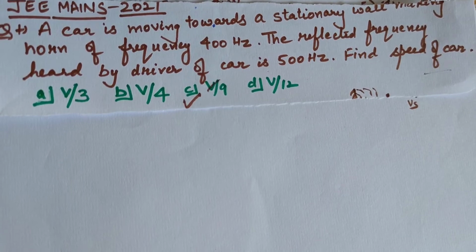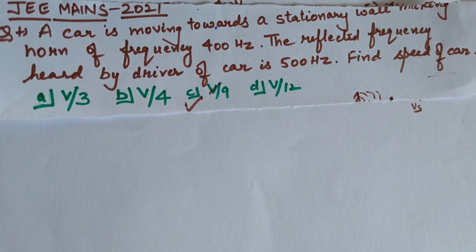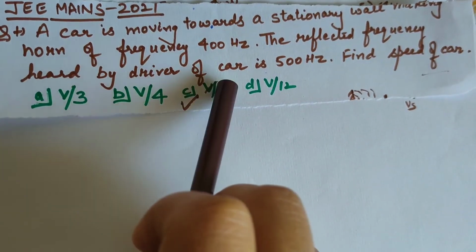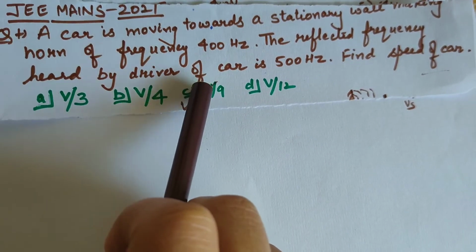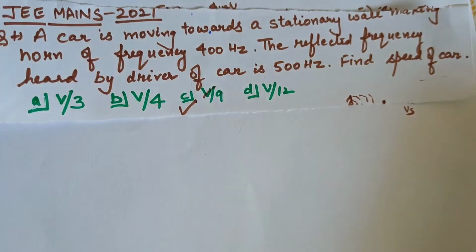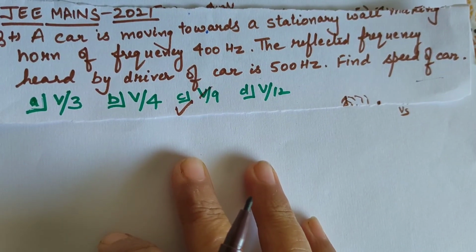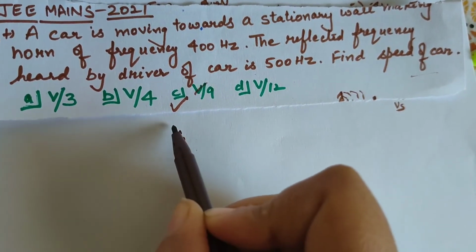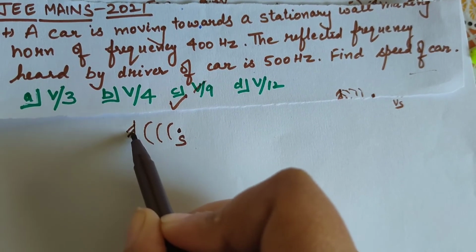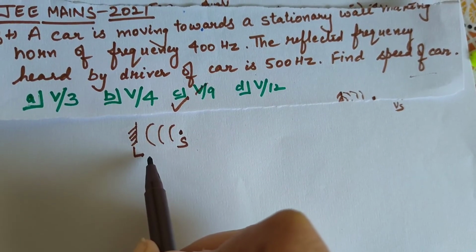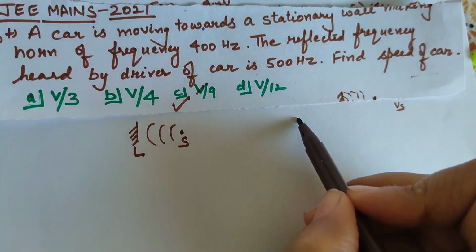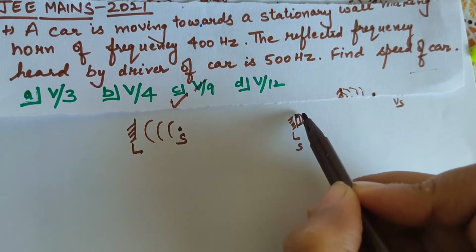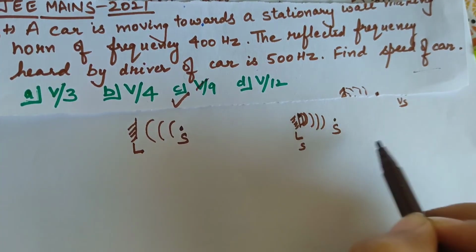See guys, this question seems to be easy, but it is a little tricky one, because in this question they are telling the reflected frequency heard by driver of car, which means the source itself is a listener here. So this question is going to be done in two steps. In the first step, source is producing waves and the wall is receiving it, which is acting like a listener. In the second case, your listener will behave like source because this will reflect back the waves to the source.